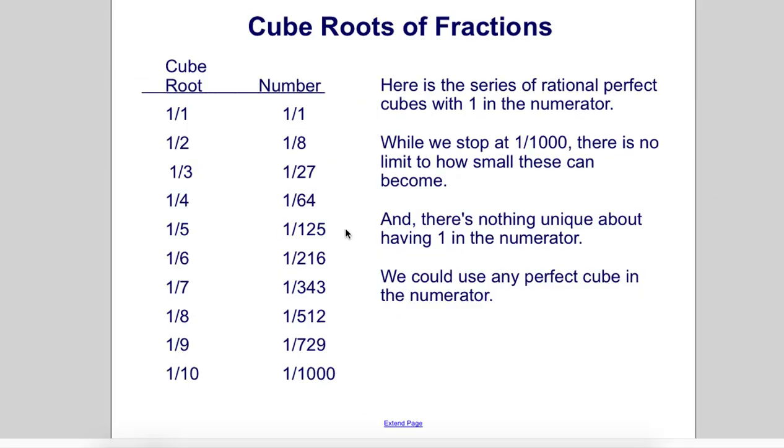Here's the series of rational perfect cubes with 1 in the numerator. While we stop at 1 over 1,000, there's no limit to how small these can become. And there's nothing unique about having 1 in the numerator. We could use any perfect cube in the numerator.